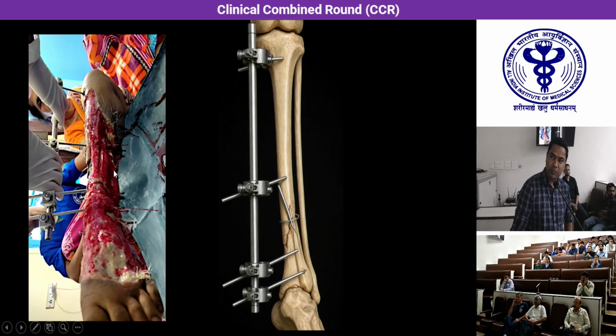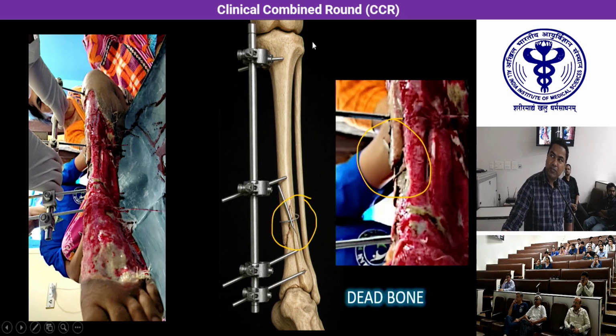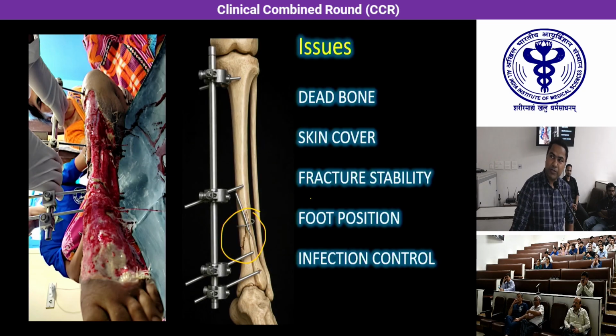If we zoom in, we'll see that the whole of the tibia is devoid of any vascularity, it is exposed. So what's next? This is a dead bone, completely devoid of any circulation. The issues we are facing at this stage are the dead bone and obviously no skin cover. The fracture stability is compromised because only a temporary measure of fixation has been applied right now, which is an external fixator. This is the external fixator frame.